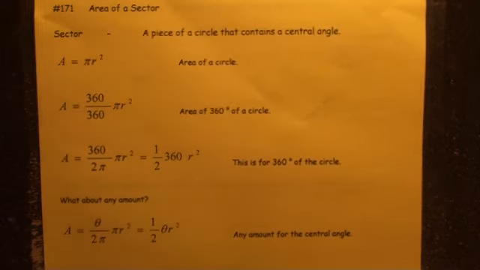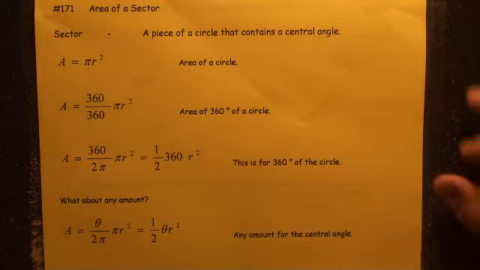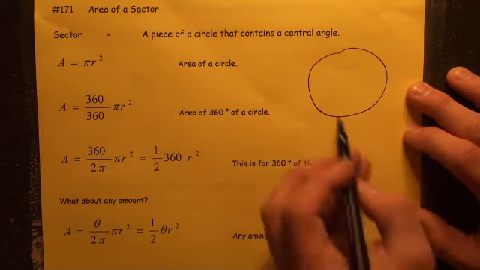Video number 171, area of a sector. First of all, before we do area, let's talk about what a sector is. It's a piece of a circle that contains a central angle. Now, this is a very cheap definition. This is pretty much my own definition, but here's how it all works.